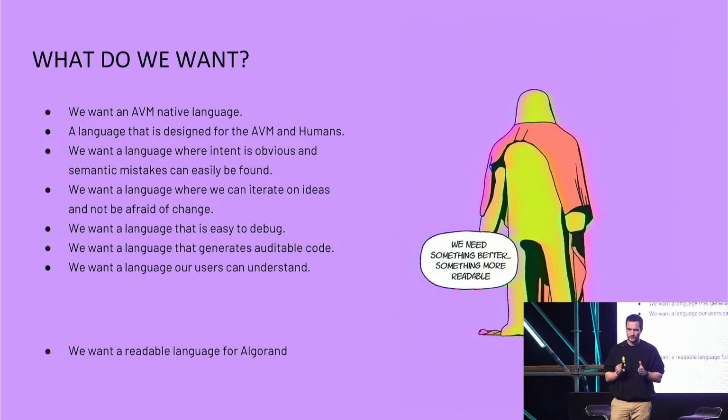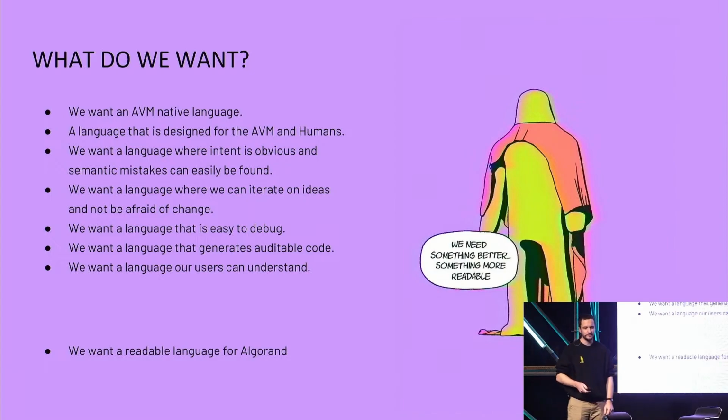We want to generate auditable TEAL. TEAL is the output of Tealish, and we want that TEAL to be readable and auditable by professional auditors or by independent, knowledgeable people who know about TEAL, so that they don't need to trust the Tealish compiler. The Tealish compiler will be continuously developed, but if they have good knowledge of TEAL, they should be able to understand the TEAL and ensure that it does what it's meant to do or what they think it does. We want a language that our technical users can understand by reading our contracts. Basically, we want a readable language for Algorand.